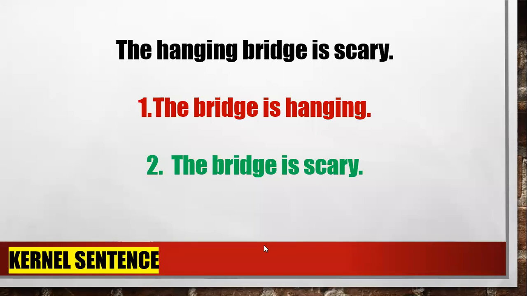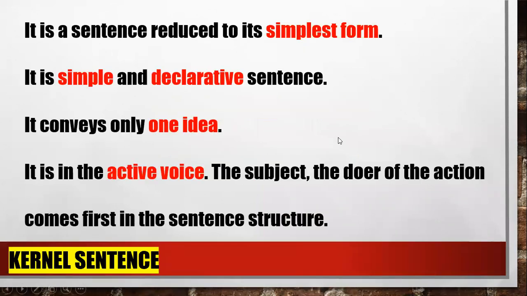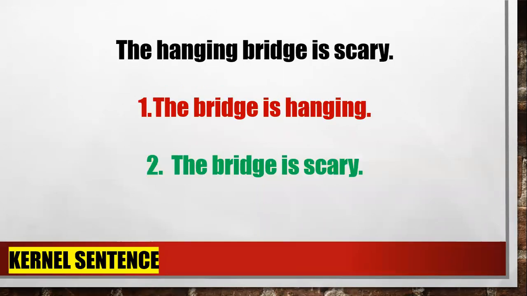because it has two ideas. Remember, a kernel sentence only has one idea. So this sentence has two ideas. The bridge is hanging and the bridge is scary. So you have two ideas, two kernel sentences inside this simple sentence. So that's why it says the simplest, not just the simple. Notice again the characteristics, the simplest form, superlative. So it's the most basic structure of a sentence. All right, this is the kernel sentence.